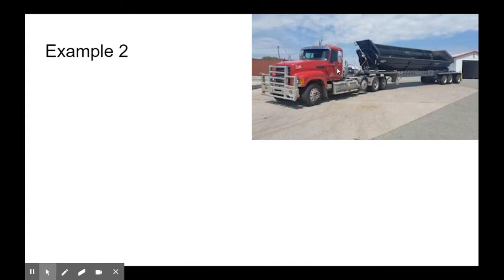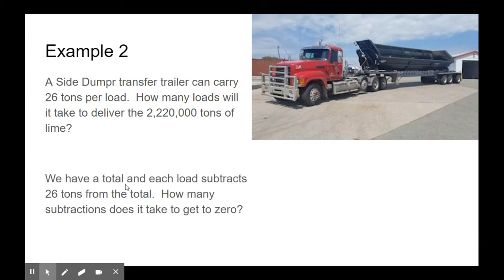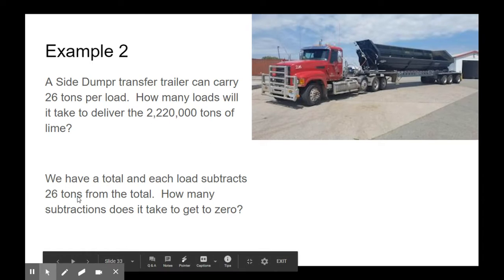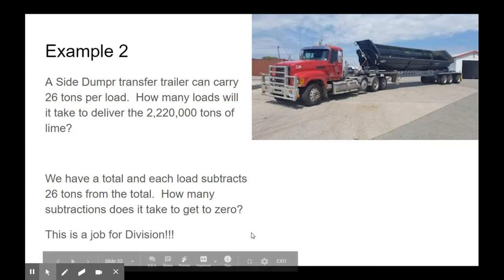Example 2: here's a side dumper truck. They've got to get the lime to the field. A side dumper transfer trailer can carry 26 tons per load. How many loads will it take to deliver 2,220,000 tons of lime? We have a total, and each load subtracts 26 tons. So we have a total that we have to finish, and each load subtracts 26 tons. So we're doing repeated subtraction. This is a job for division.